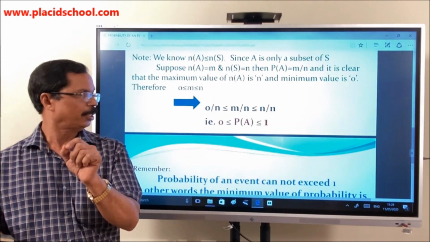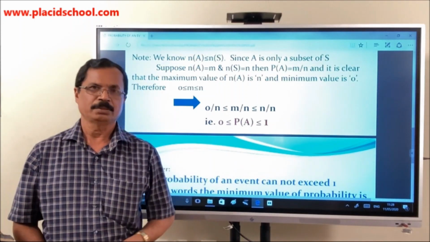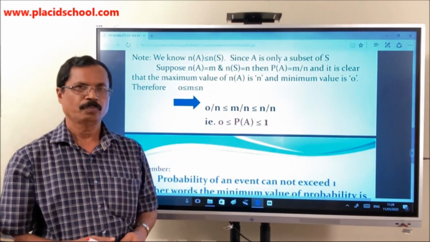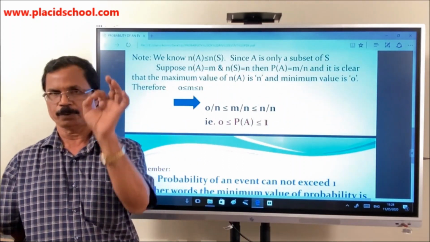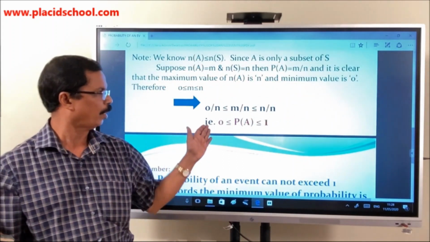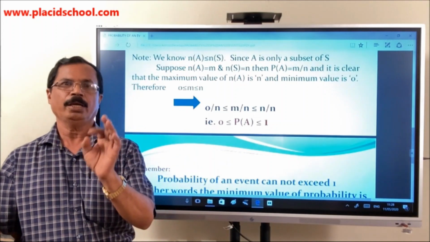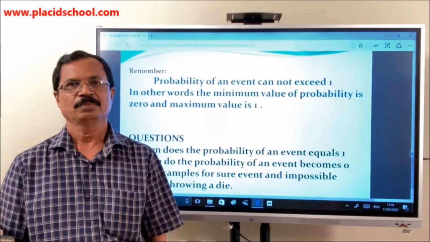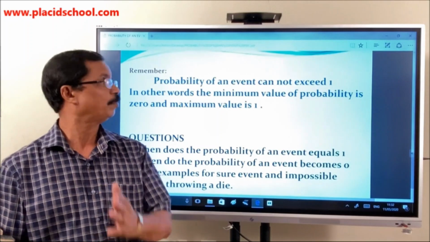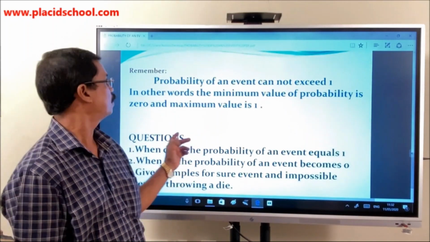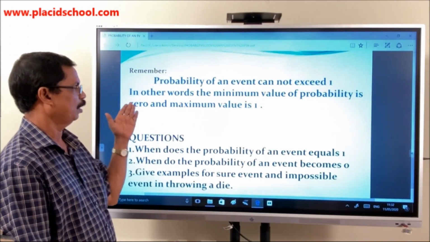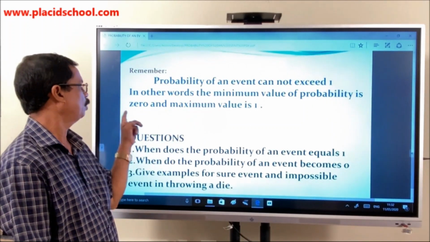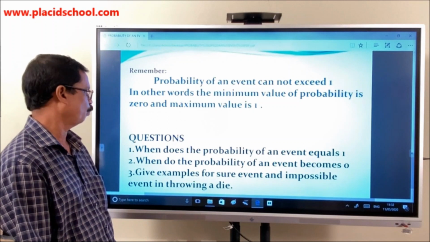If in examination you get an answer greater than 1, then your answer will be wrong. Why? Because probability cannot exceed 1. The maximum value of probability is 1 and minimum value is 0. So there should not be any negative value. So let us remember the following points. Look at this. Probability of event cannot exceed 1. In other words, the minimum value of probability is 0 and maximum value is 1.